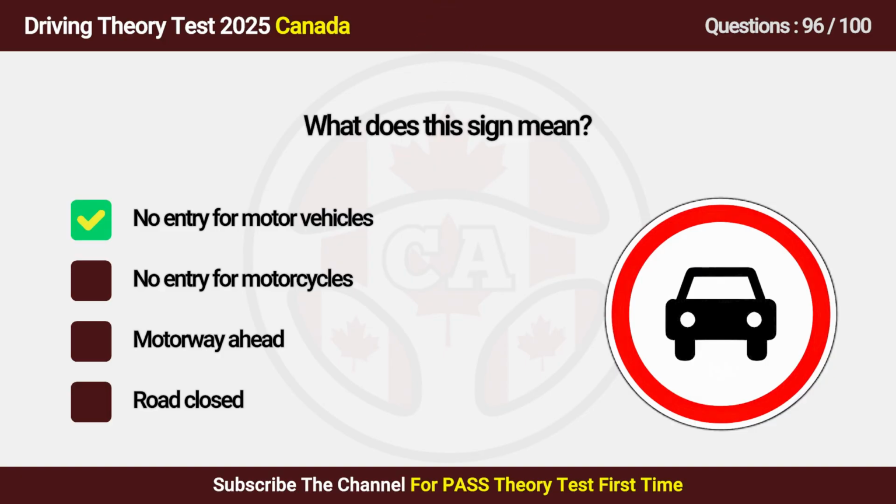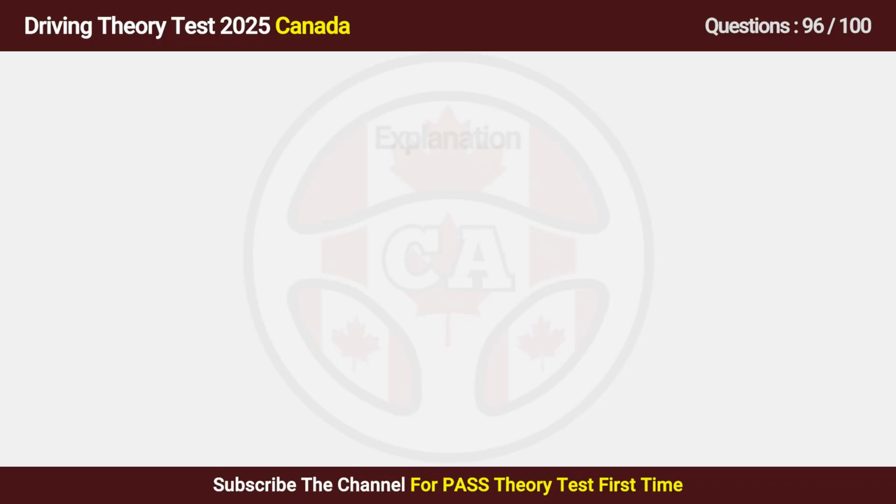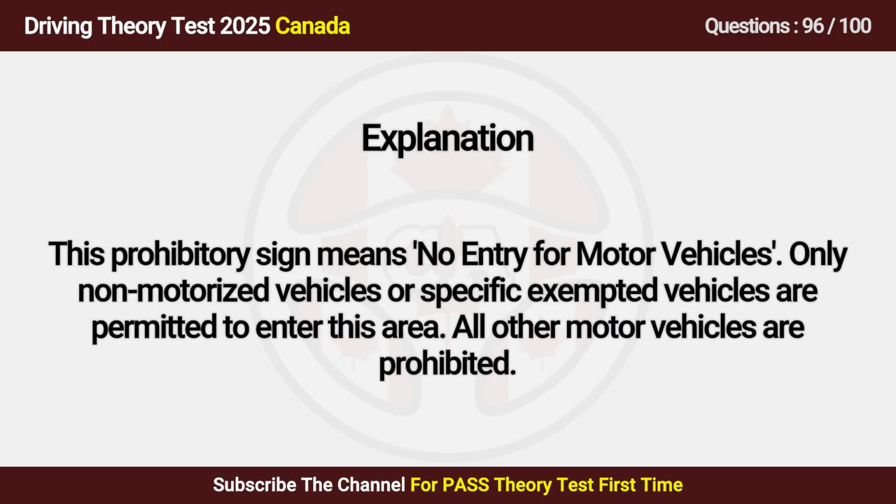Answer is A. No entry for motor vehicles. This prohibitory sign means no entry for motor vehicles. Only specific exempted vehicles are permitted to enter this area. All other motor vehicles are prohibited.